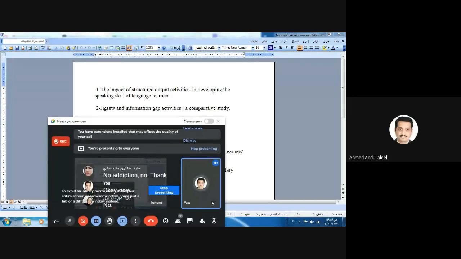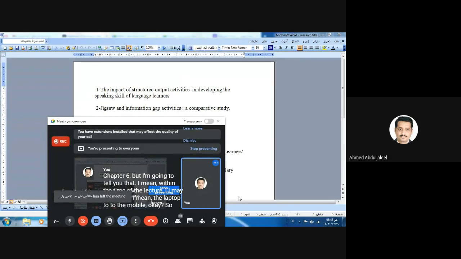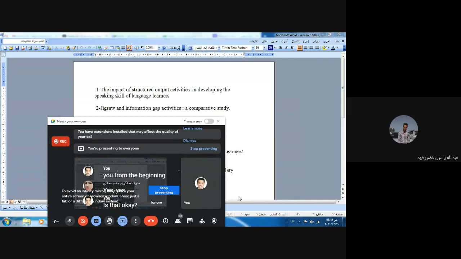Now, we are going to start discussing chapter 6, but I'm going to tell you that within the time of the lecture, I may shift from the laptop to the mobile. So you have to understand that there is something just to be done within the lecture. If there is a cut, you have to know that there is a shift between the laptop and the mobile. I'm telling you from the beginning. Is that okay? Yes, Doctor. Yeah, it's all right.